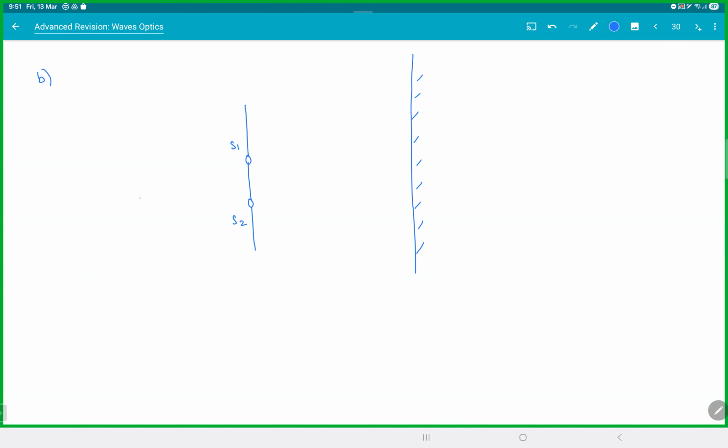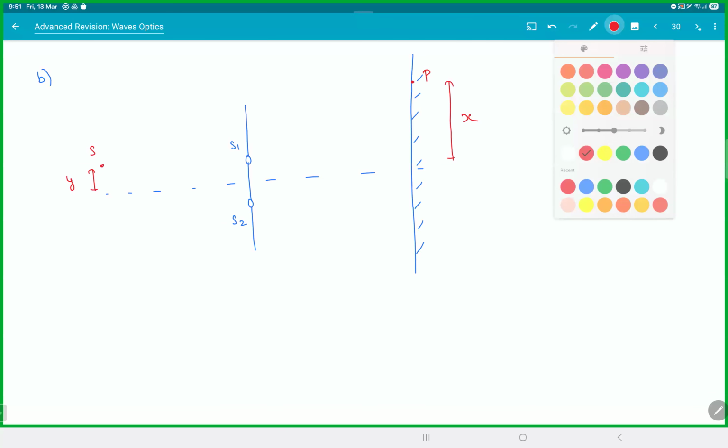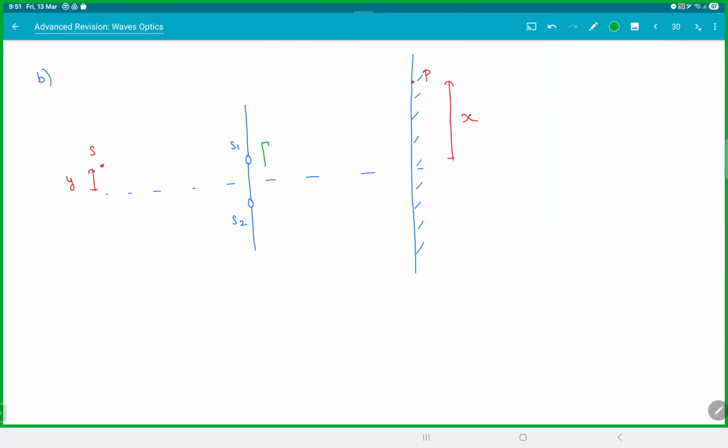S1, S2. The source is here. Let this distance be y. This is P. Let this distance be x. Everything is small. You kept a slab in front of it. This is mu1, T1. This is mu2, T2. This whole region here is filled with medium mu3.